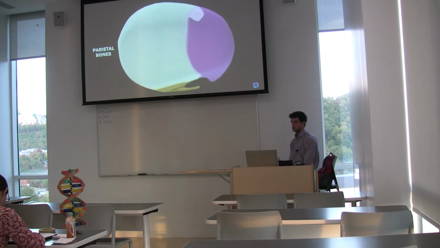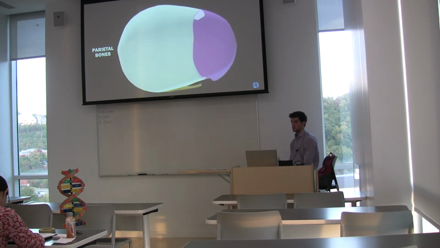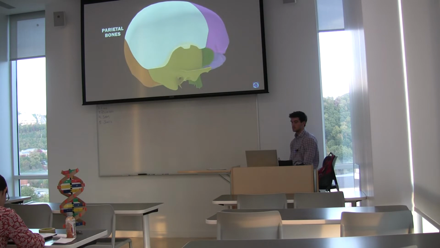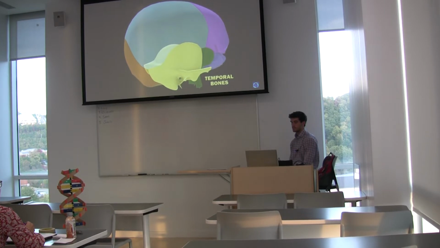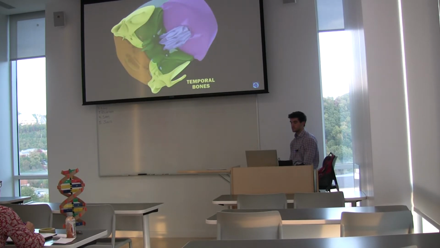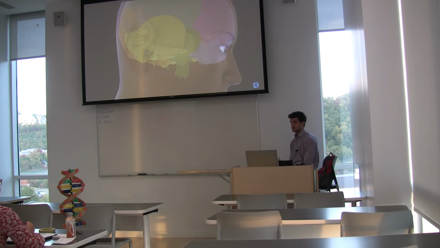The parietal bones are joined together at the top of the skull. Together, they form the top and sides of the neurocranium. Each bone is roughly quadrilateral in shape. The temporal bones can be found at the sides and base of the skull. They are overlaid by what we call the temples.